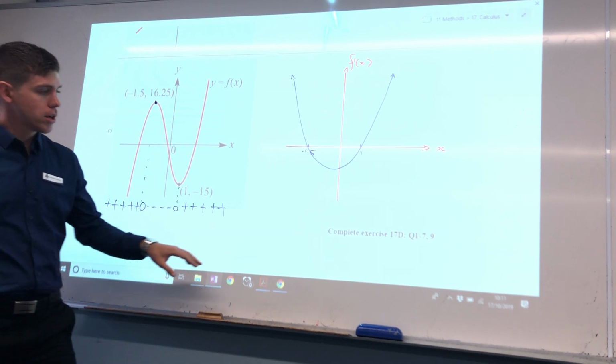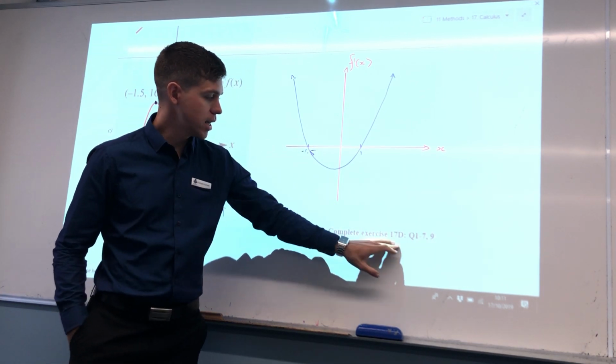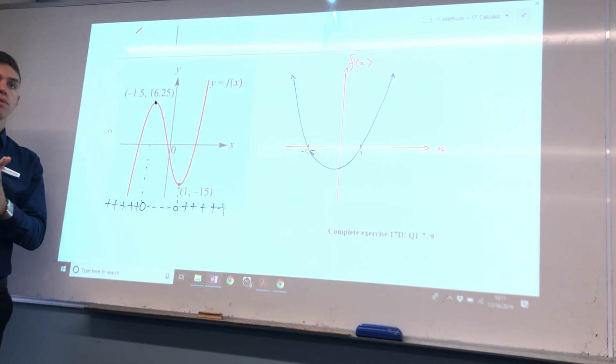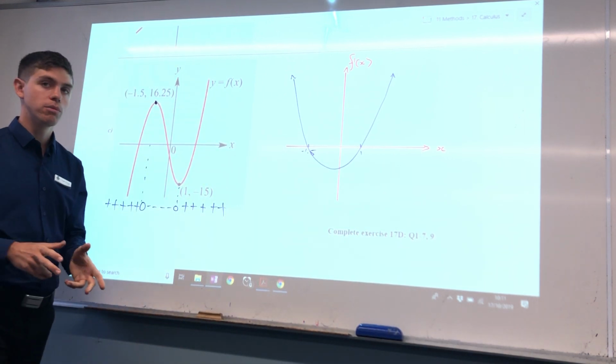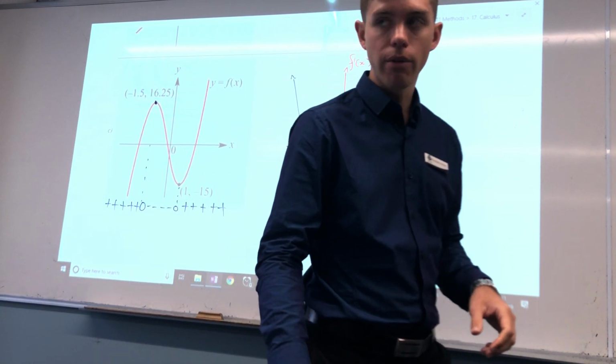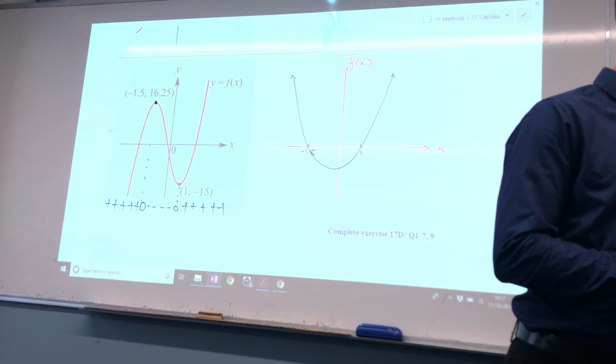All right. So, 17D, questions 1 to 7, and then 9. Most of it is multi-choice at the beginning. You won't have to do too much graphing, but towards the later end, they'll ask you to graph just like what we've done here.